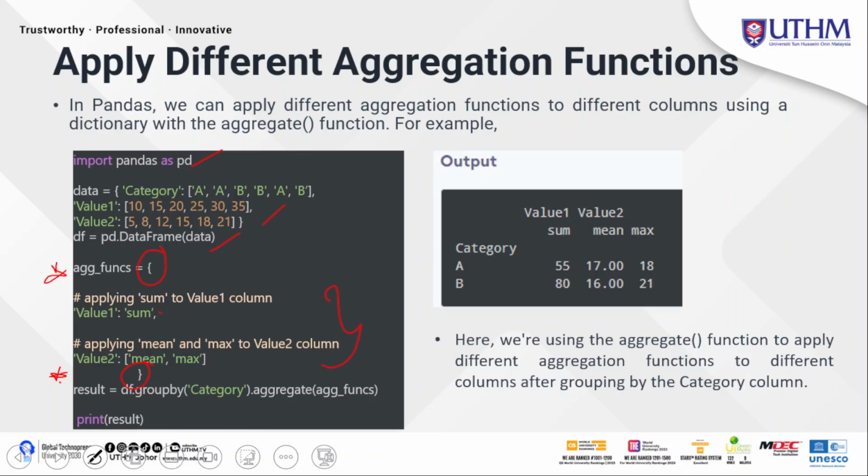Result equal to df dot group by category. So as usual, we need to group them into category A and category B, and the aggregate function follows the aggregate function which is already declared here. So this aggregate function comes from this one, applying for the sum, mean, and the max. So this is your final output.